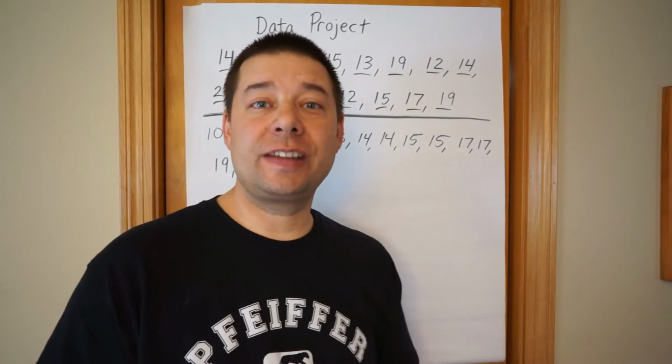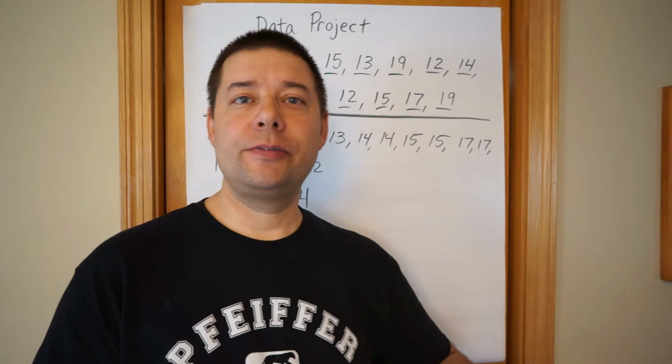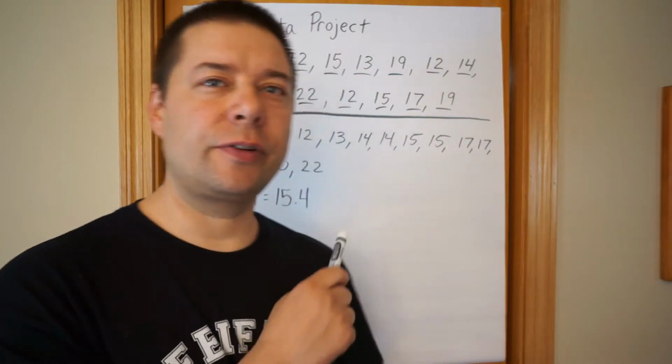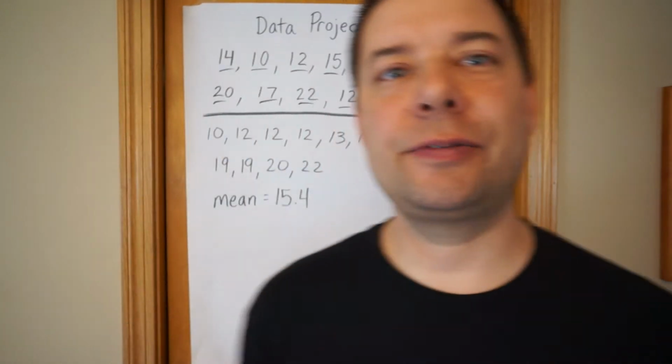All right, so I've added these all together. I came up with 231, and I'll divide that by 15. I get 15.4. So my mean for this data set is 15.4. Next up, I need to find the median.